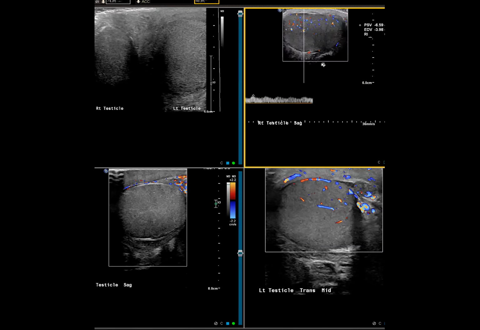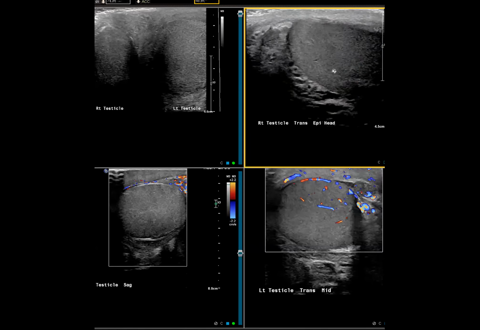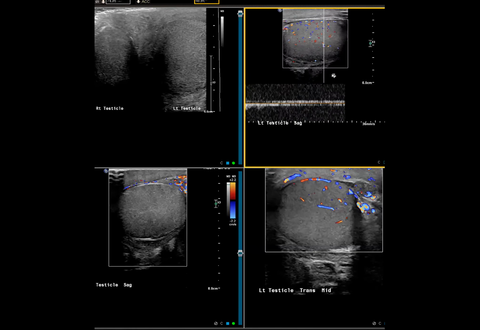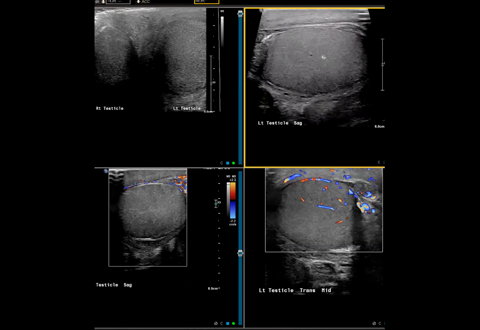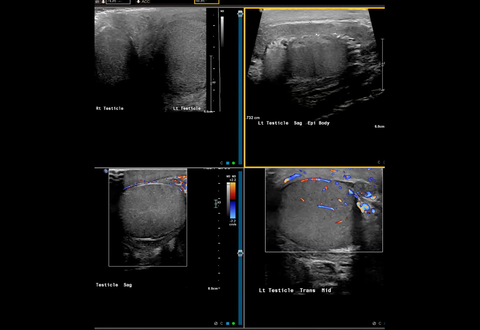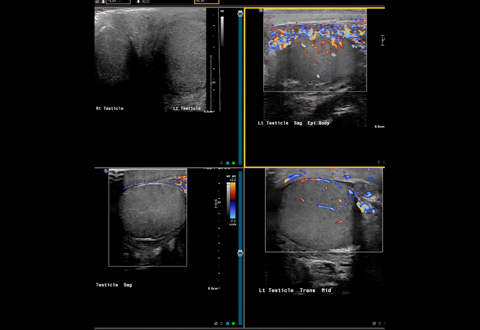There is normal flow on the right side, and if we look at the left side, the flow is, okay, I would say, a little bit maybe increased or not, and the epididymis is slightly enlarged, 7 millimeter, and very hypervascular. So initially they thought maybe it's epididymo-orchitis, and the patient was given some antibiotics and sent home. 24 hours later, the patient came back.